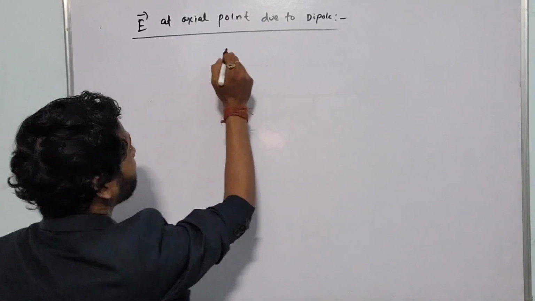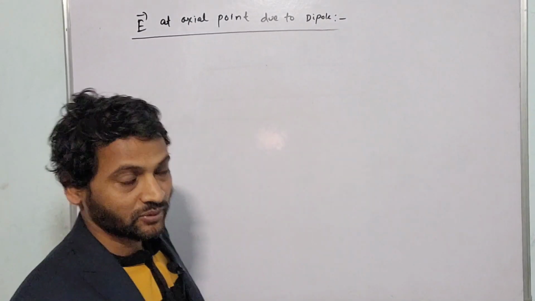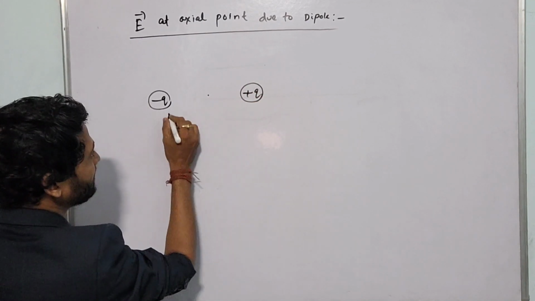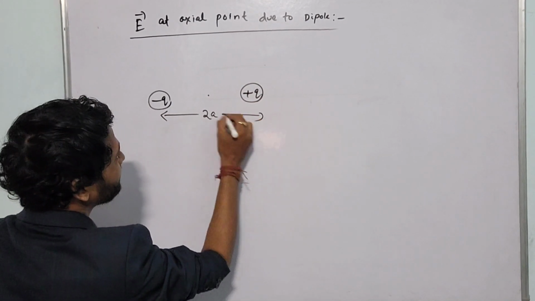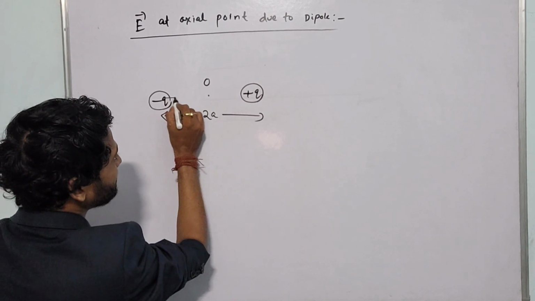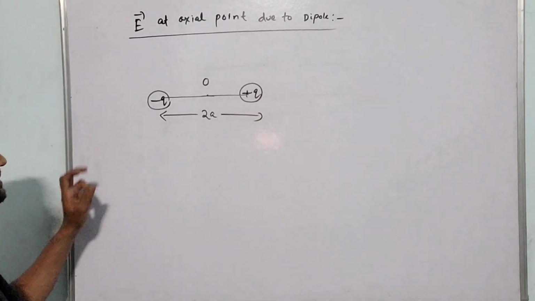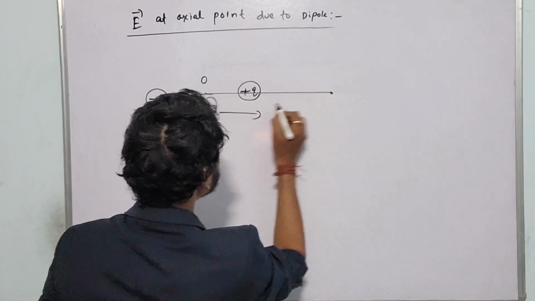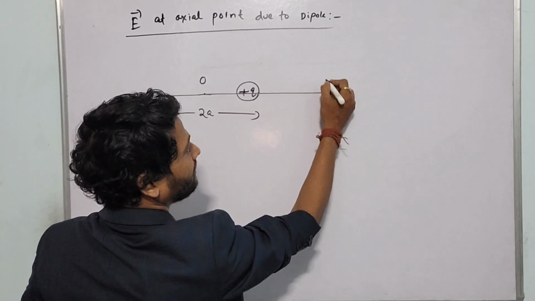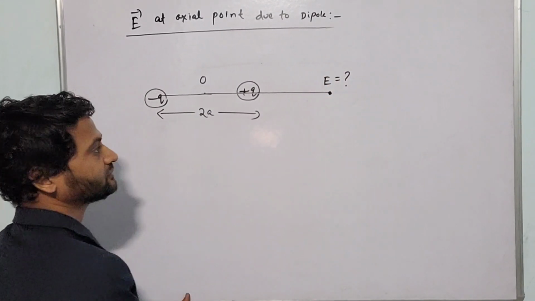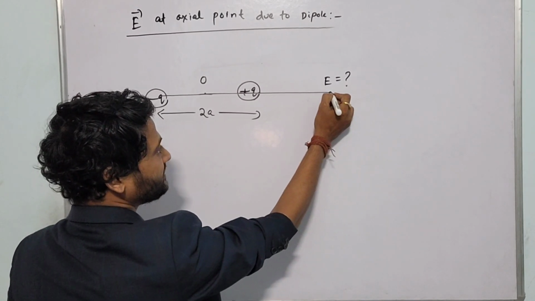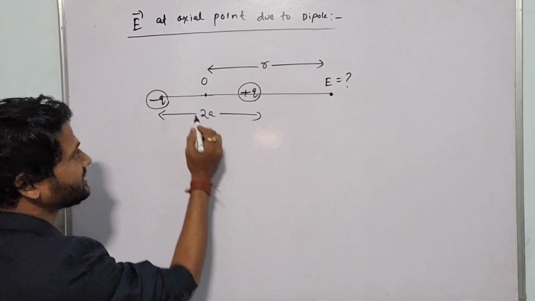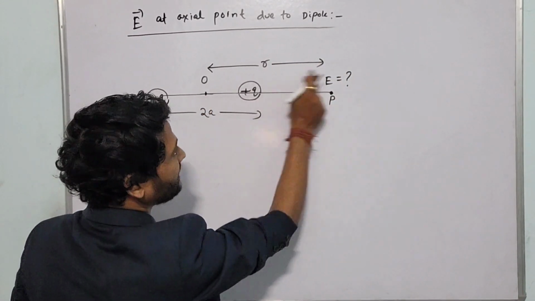So now we'll find out electric field intensity at axial point due to electric dipole. So first of all we'll take a dipole. As you know, dipole has two charges minus q and plus q and the separation between them is 2a and the net charge of the dipole is concentrated on the center. Since we need to find out electric field at an axial point, we take a point on its axis. This is the axial line. We take a point where we'll find out electric field intensity. Is it clear? And the distance between this point and the center of dipole is r. The distance between O and this point P is r.